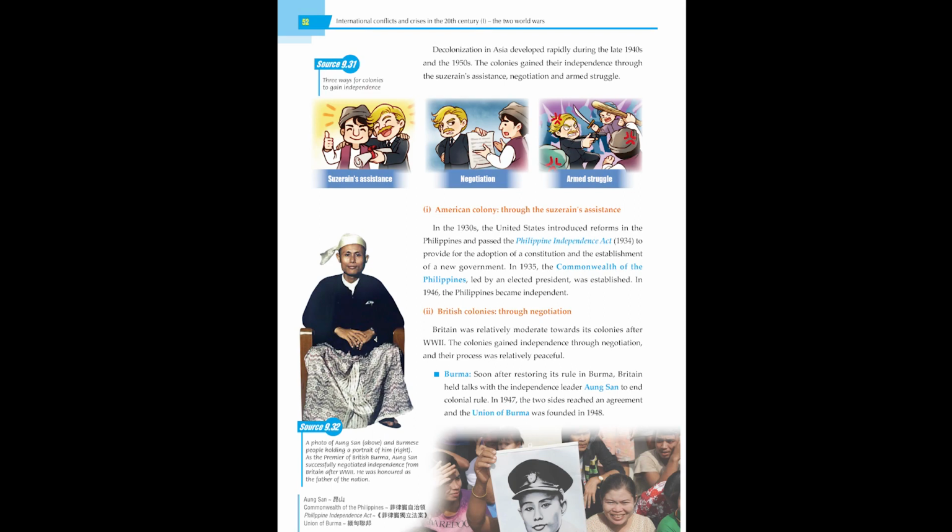Look at the source 9.32. A photo of Aung San above and Burmese people holding a portrait of him right. As the Premier of British Burma, Aung San successfully negotiated independence from Britain after the Second World War. He was honored as the father of the nation.